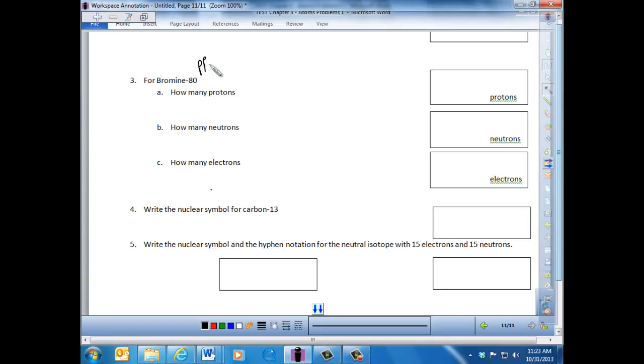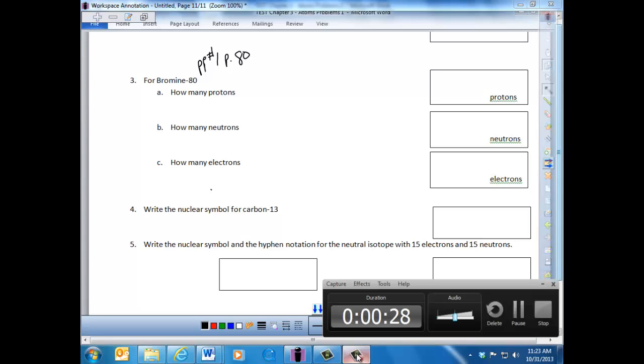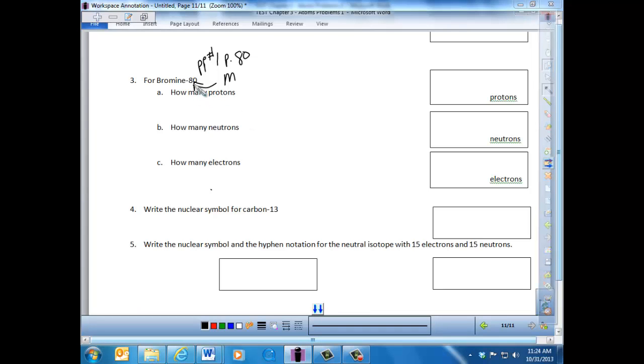This was practice problem number 1 on page 80. And apparently some people didn't understand that. This 80 right here is the mass number. You could write this as bromine-80. The symbol bromine tells you that the atomic number is 35. The number of protons is the atomic number, it's 35.